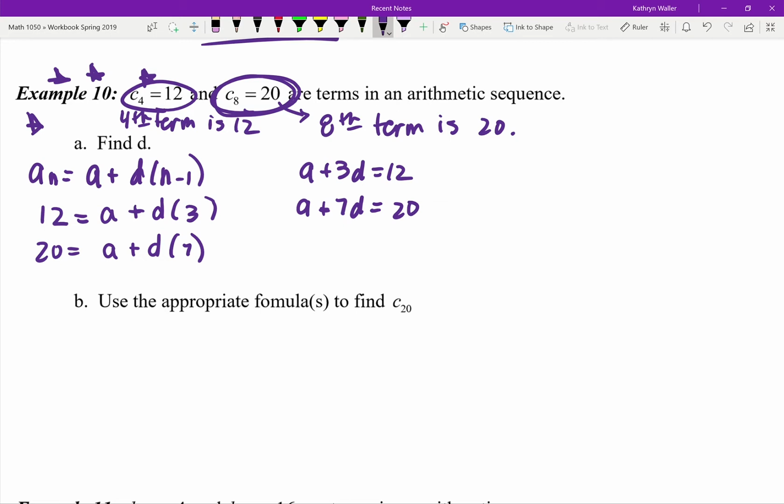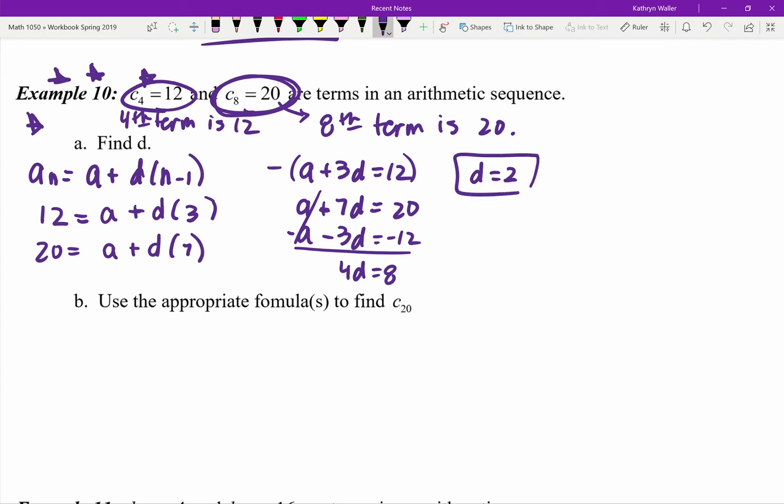So in order to find d, what am I going to do to that system? I'm going to do elimination. Yeah, I'm going to get rid of my a's. So I'm going to multiply by a negative. And this was on the final fairly recently. Negative a minus 3d equals negative 12. A's cancel. So I have 4d equals 8. Divide, and I get d equals 2. That's all they asked me for.